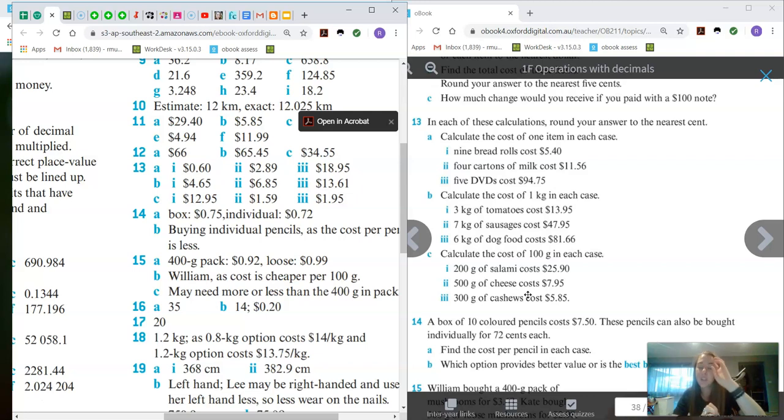What I want you to do now is take a photo of the work that you've just done, and you are going to upload that onto your Google Docs slide. So you're going to take a photo of the work that you've done in your book and upload that to your Google Docs slide. Do that now, and then check on the checklist for your next instruction.